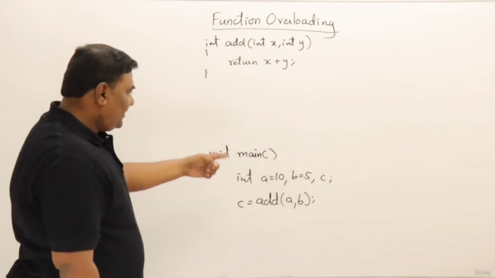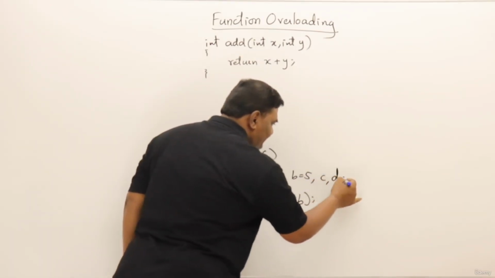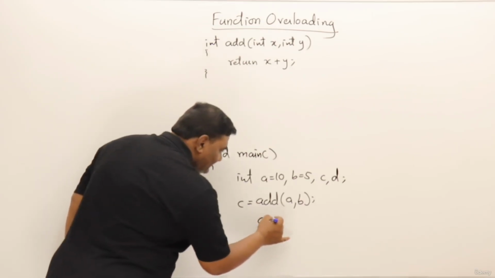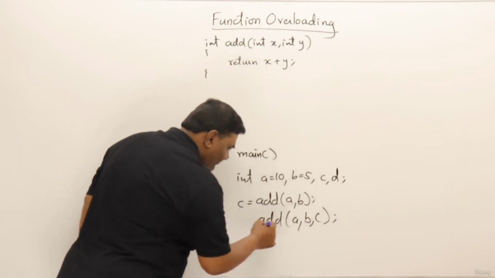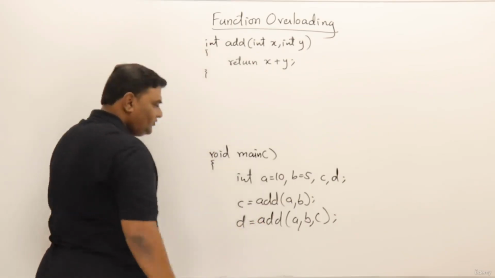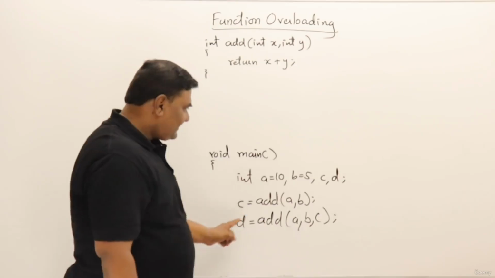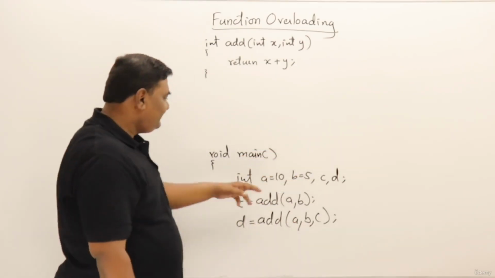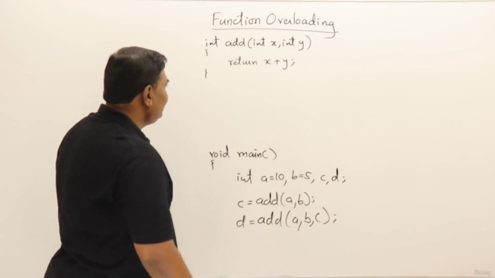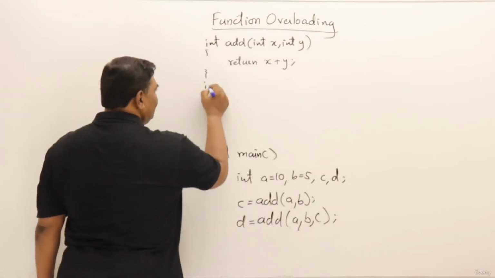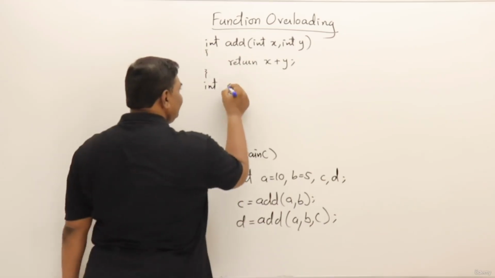Okay, this is fine. Now I want to write one more function here, so I will declare one more variable d. Then I will say add a, b, c and store the result in d. I want to add the values of a and b and whatever I got in c, and the result should be in d. So do I have a function which is taking three integers? No, that is taking two integers. So let us write one function. Integer, what should be the name? Same name. Can I use the same name?